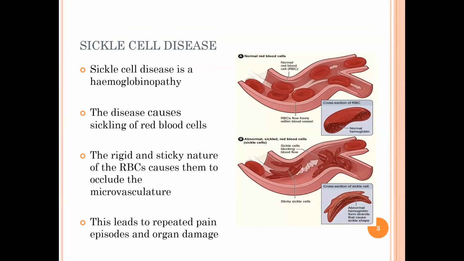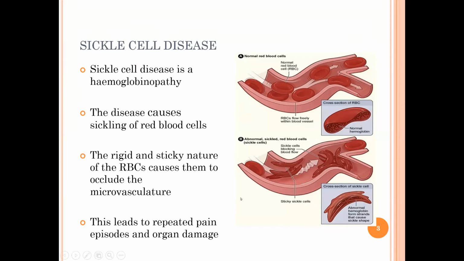And it's a disease that affects the hemoglobin. So it is not your blood type. Your blood type is either A, B, or O. Sickle cell disease is different. It just affects the hemoglobin in the red blood cell, and then it causes sickling of the red blood cells.